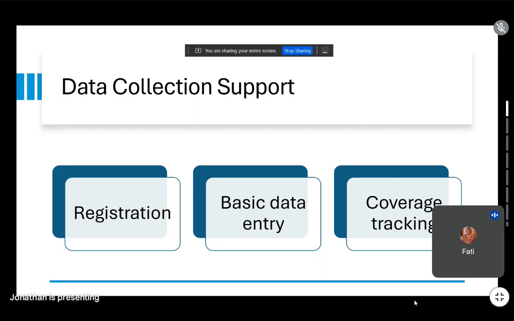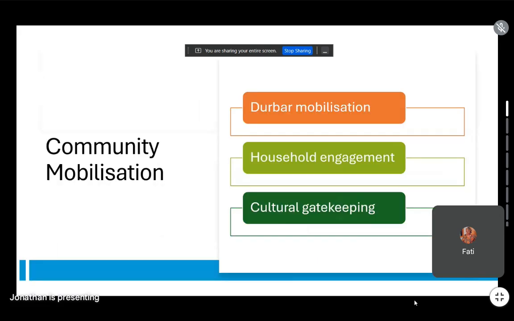Now we have moved on to community mobilization. This is one of the most powerful contributions we get from volunteers. One of the powerful contributions, getting people to attend programs, debates and what? Screenings. That single volunteer mobilizing one household can save a life.